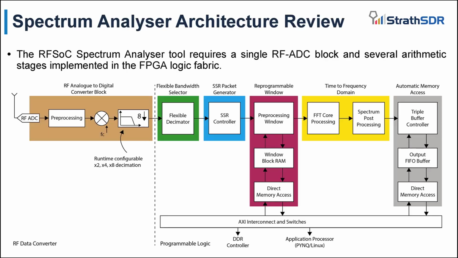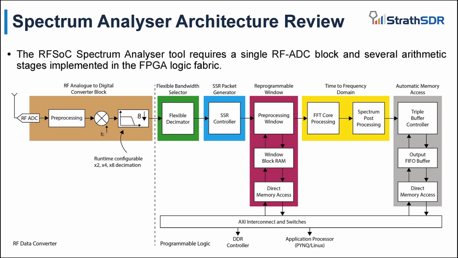We will now recap the Spectrum Analyzer architecture described in the previous session. The Spectrum Analyzer uses the Zoom FFT to efficiently inspect and acquire the radio spectrum. RF signals are acquired at the RFADC block and are frequency shifted depending on the requested center frequency of the Spectrum Analyzer. The signal is decimated using the RFADC decimation filters and the flexible decimator in the FPGA logic fabric. Both decimation filters are runtime configurable, meaning the decimation factor can be changed while the system is operational.